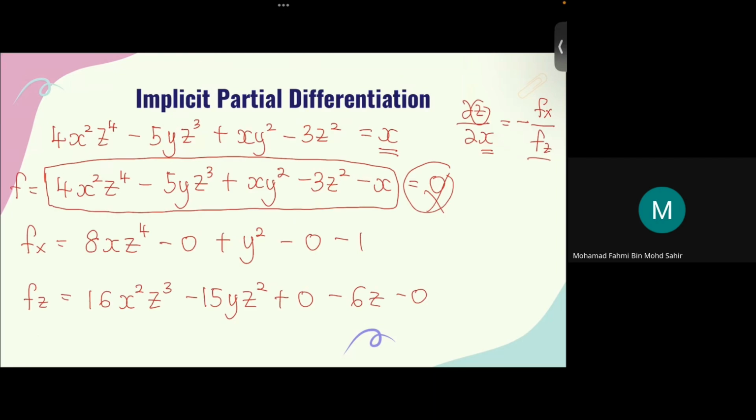Here we still have a little bit of space, I will squeeze it in here. So the first term is 0. Next is 5z cubed plus 2xy, minus 0 and minus 0. So this one is the Fy.